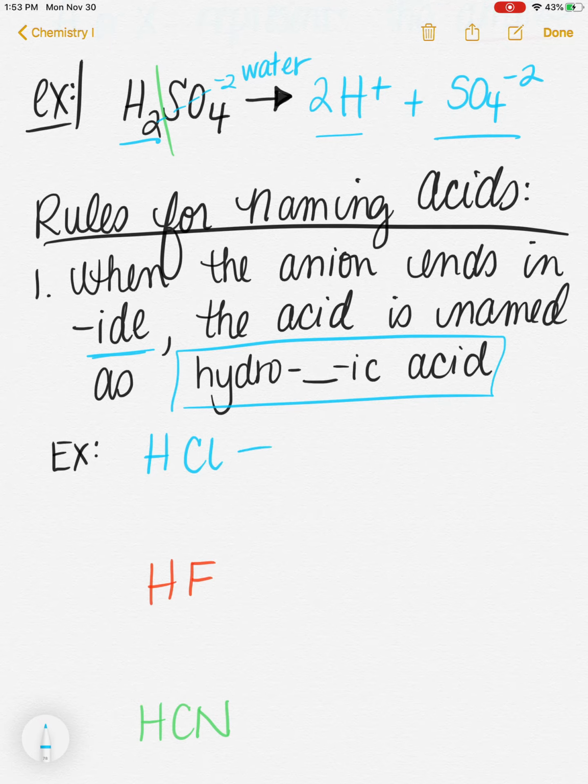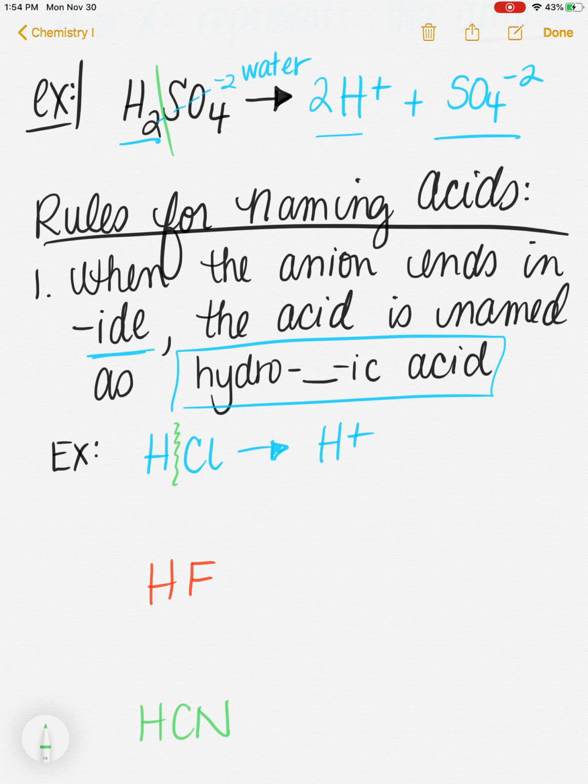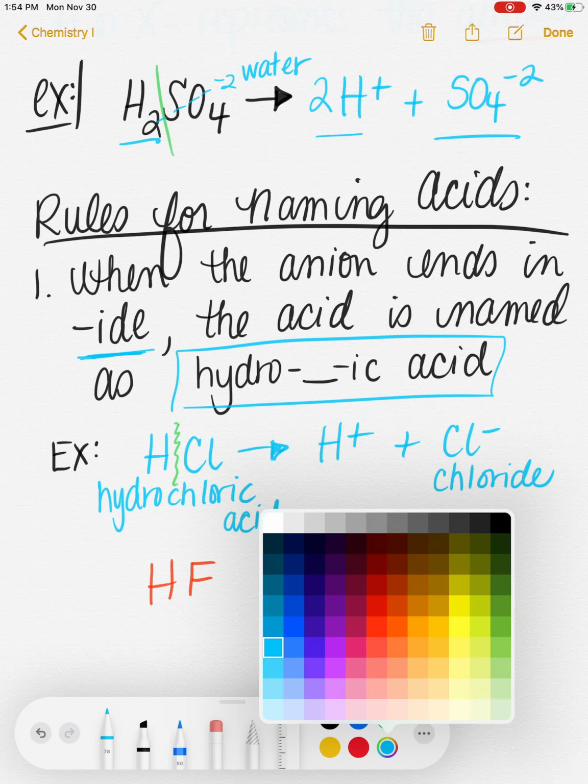So let's start with HCl. If you put HCl in water, it's going to break apart into 1 H+ ion. Like I said, break it apart, hydrogen and anion, and then you will get the Cl- anion. And if we think back to what we have already learned, Cl- is the chloride ion. So we've got this type of acid that we were talking about. So if this came from the chloride ion, HCl would be named hydrochloric acid. And you do have to write acid at the end of it. All acids have acid at the end of their name.